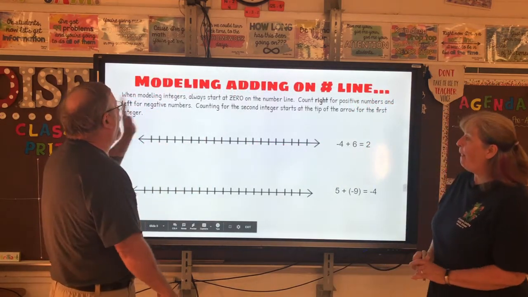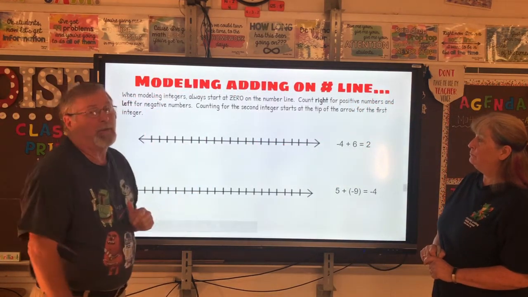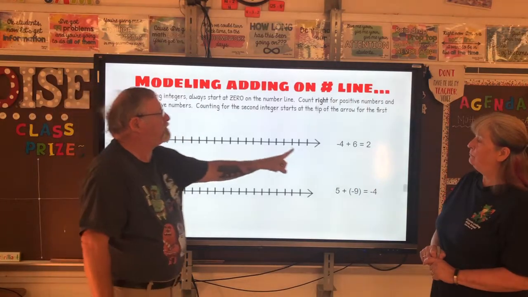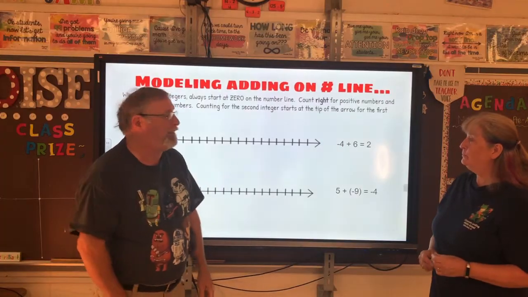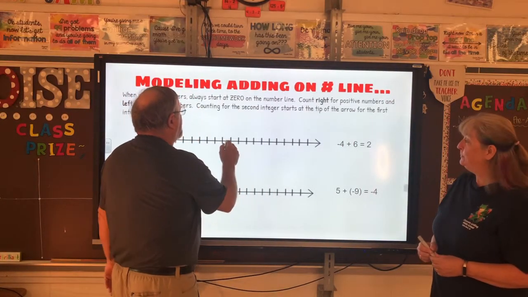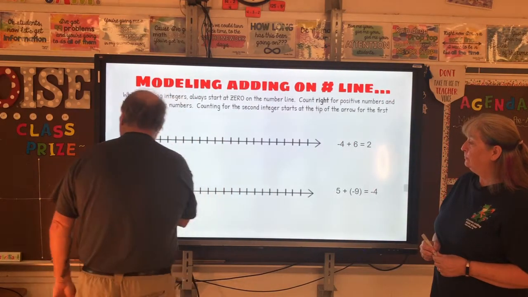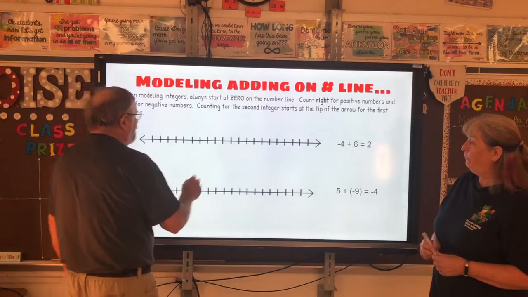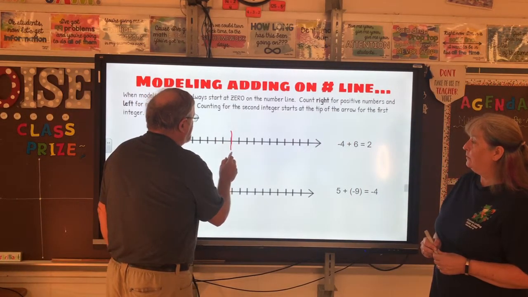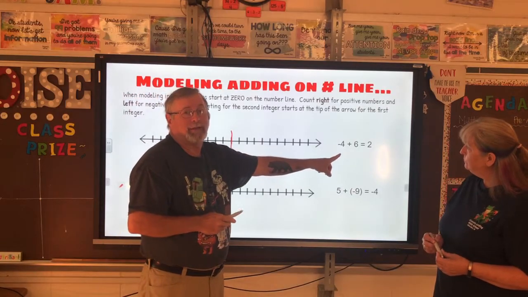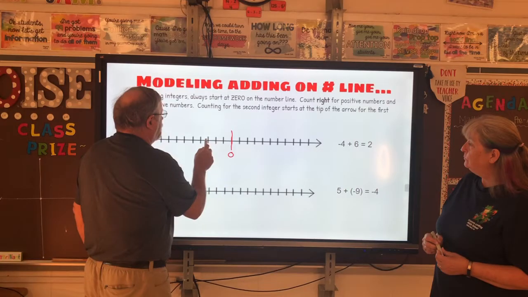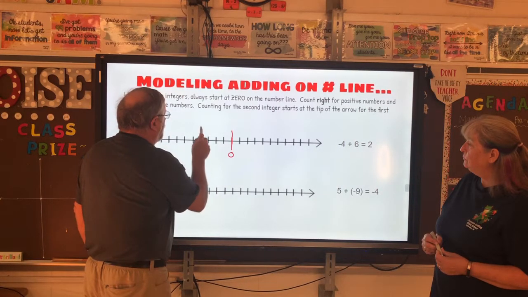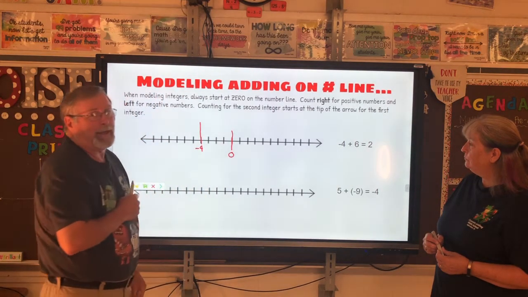Okay, so I'm going to show you how to model adding on a number line. So we're going to take a look at our first problem here. -4 plus 6 equals 2. We're going to prove to you why that's true. So I'm going to start out by just making my 0. So here's my 0, and I'm going to start with the first integer, which is -4. So I count over here, 1, 2, 3, 4. So here's -4. So that's my starting point, -4.